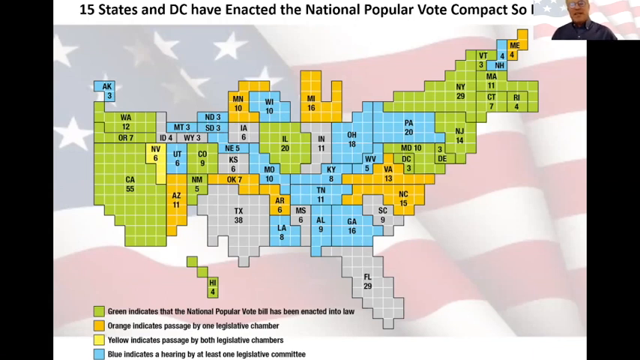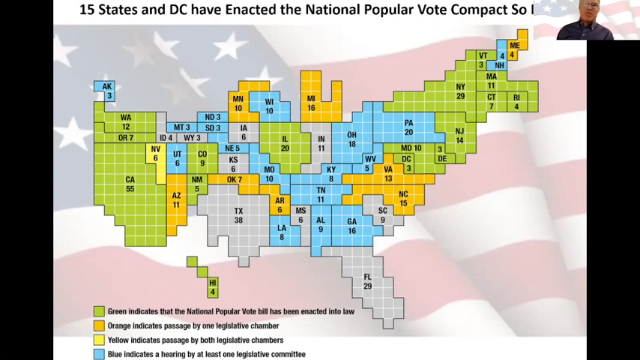We have 15 states plus the District of Columbia that have joined the National Popular Vote Compact, and those states control 196 electoral votes. Now, if you look at those green states on the map, they're the ones that have joined, and it includes small states like Vermont or Rhode Island or Hawaii, medium-sized states like Maryland or Colorado or Oregon, and a few large states like California or New York. So we can see this is an idea that's popular universally, regardless of the size of your state, because it's a way to make every vote matter, regardless of where you live.